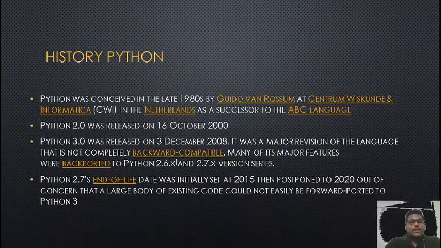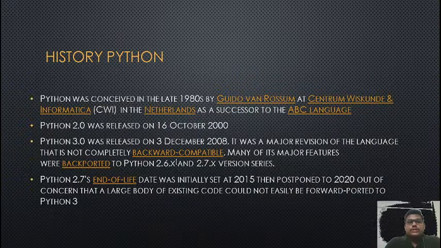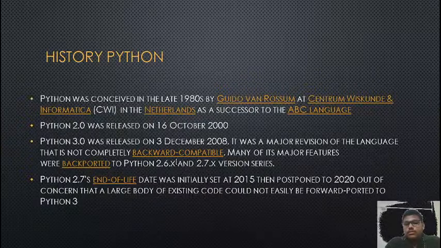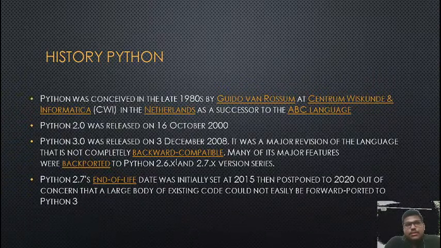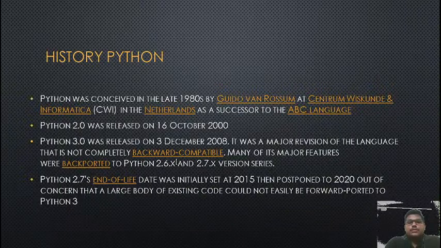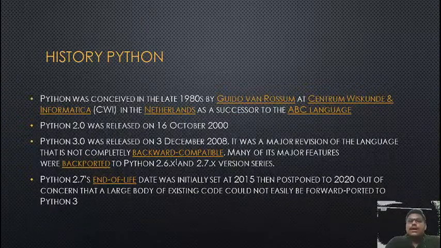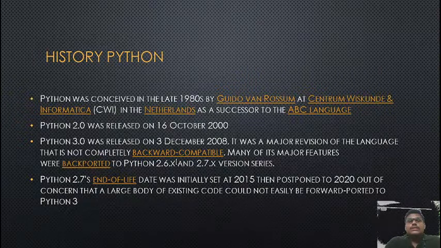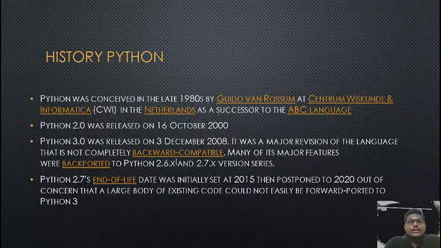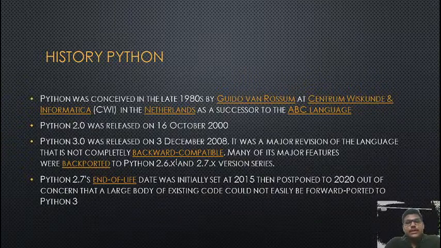Then Python 3.0 was released on 3rd December 2008. It was a major revision of the language that is not completely backward compatible. Many of its major features were backported to Python 2.6 and 2.7. Python 2.7's end of life phase came in 2015, and in 2020, Python came with the concept called Python 3, one of the latest versions, which helps you work with servers, website development, mobile apps, and everything.